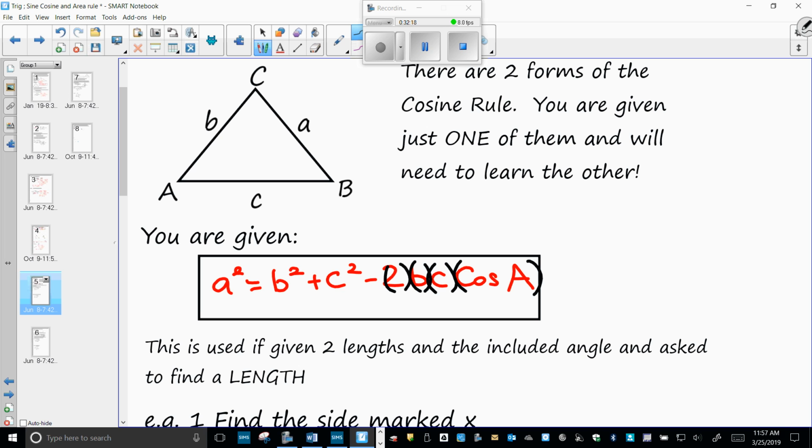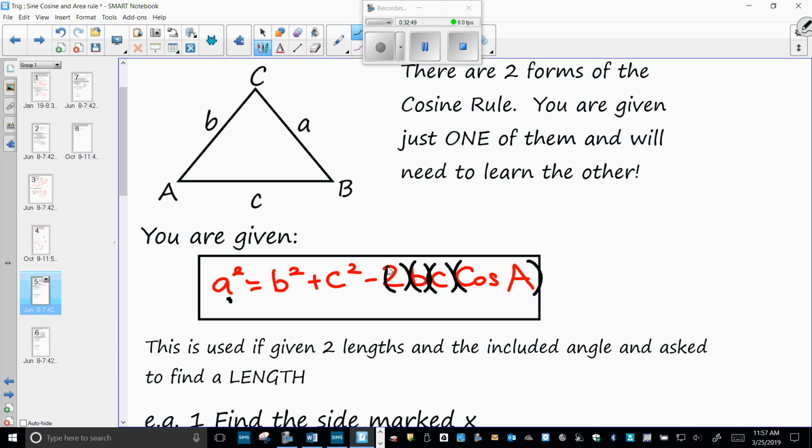Now, I did say it's not important which is a, b, and c. And in any question, you don't have to relabel a, b, and c. I'm sticking to that. What is important though is that if you're trying to find this length, any length a, you need to know the other two lengths and which angle.